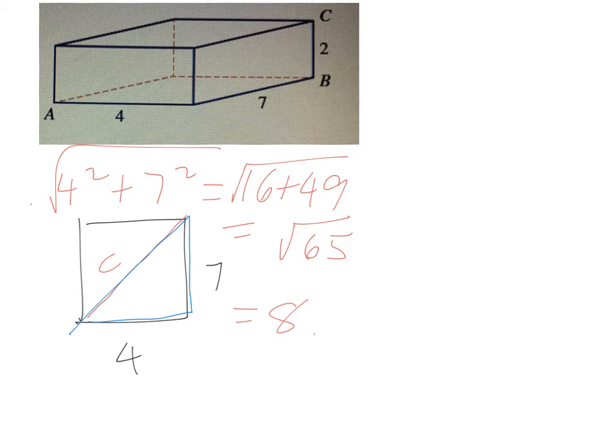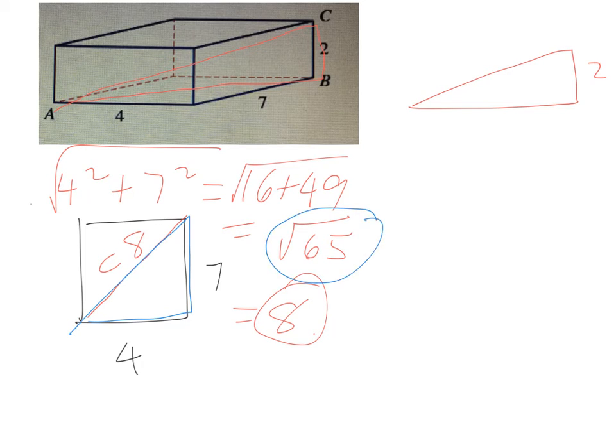Now that we've got that, we can say we've got a diagonal here of 8. So now we've got a triangle where we've got the bottom there, we've got one side there, and we've got the hypotenuse going from A to C. We know the vertical side is 2, and the horizontal side is this 8 here. Or, if we want to be more exact, we can take the square root of 65 and put it there.